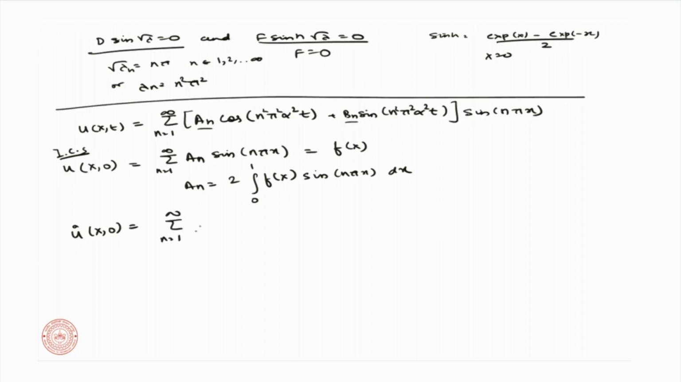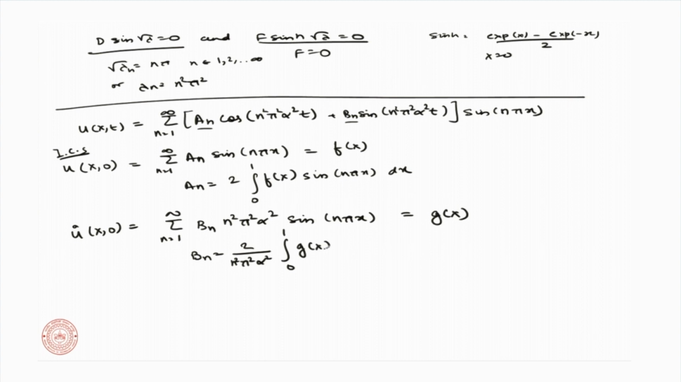The sine term goes away. So, we have b_n n² π² α² sin(nπx) equals some g(x). Again using the inverse Fourier series, b_n equals 2 over n² π² α² times the integration from 0 to 1 of g(x) sin(nπx) dx.